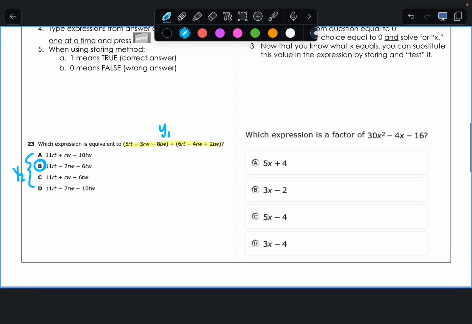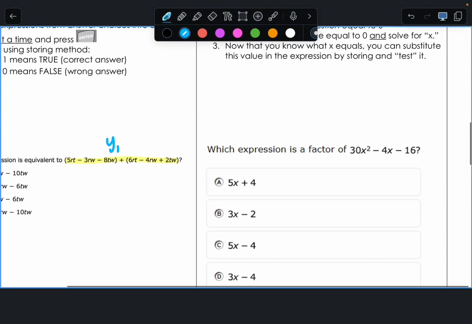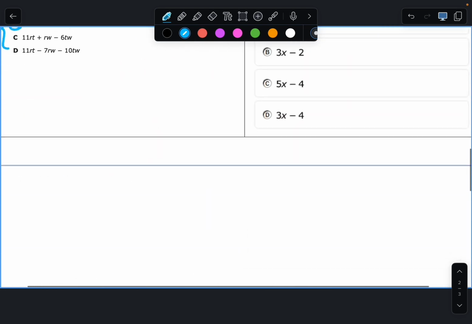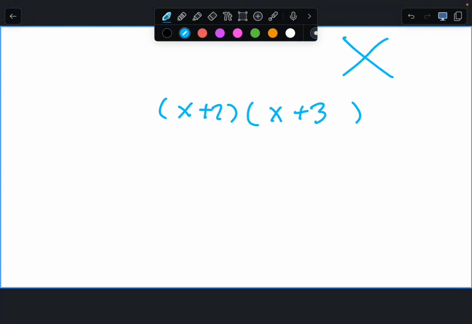Now, a single factor. This one says which expression is a factor of. For this one, I need to do a little explanation before we actually get into what you need to do to finish this, okay? Whenever we're doing quadratics, we do all that good stuff. Then let's say I have x plus 2, x plus 3. These are called my factors.